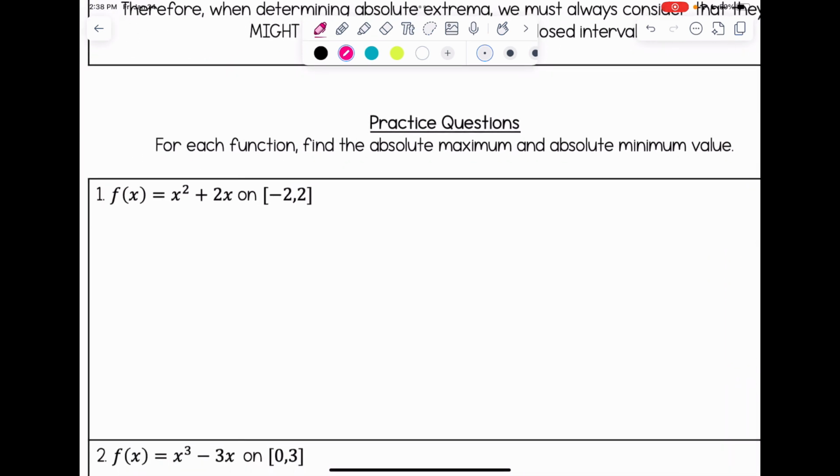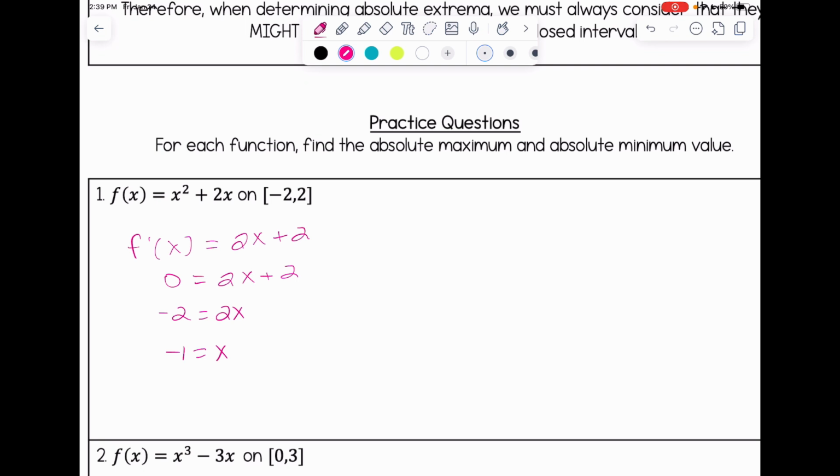Number 1. We're going to find the absolute max and min of f of x equals x squared plus 2x on the interval negative 2 to 2. We're going to start out by finding our critical numbers, and we do that by taking the derivative, setting it equal to 0, and solving. So when I do that, I got negative 1 for my value of the critical number.